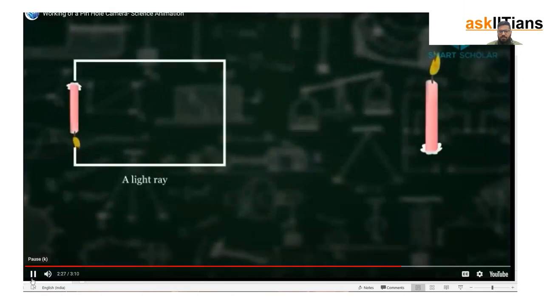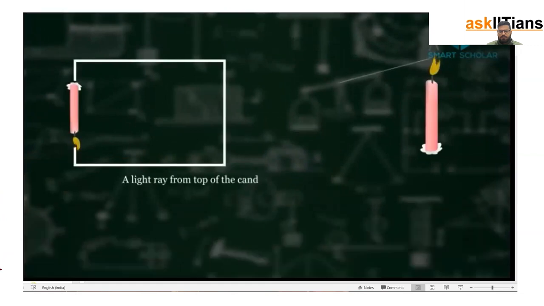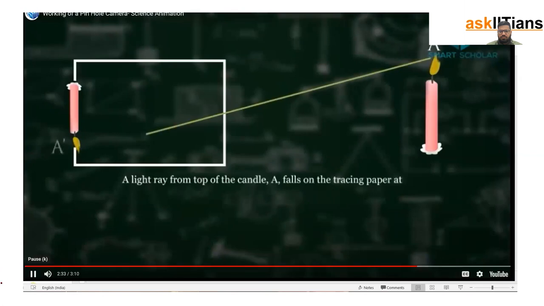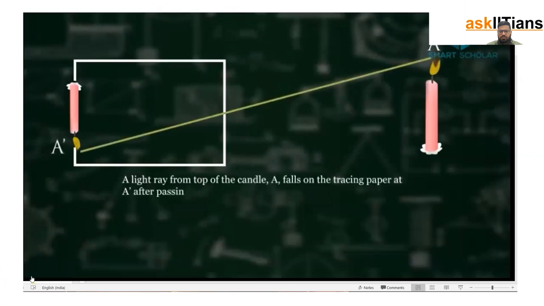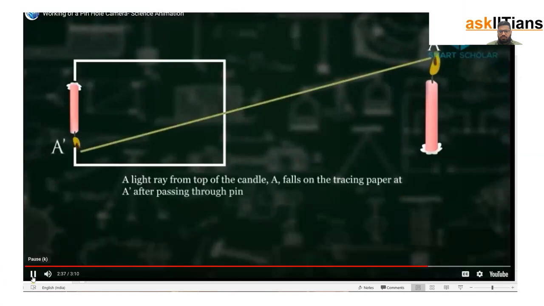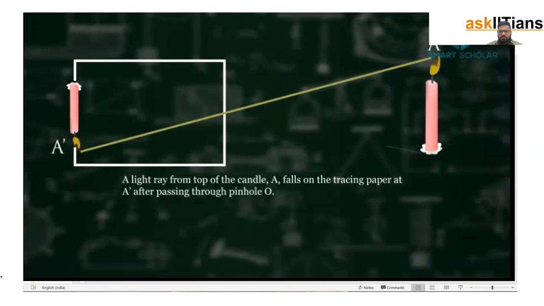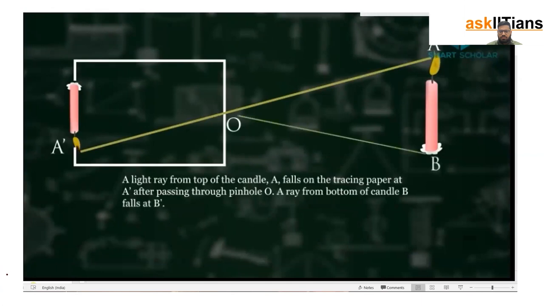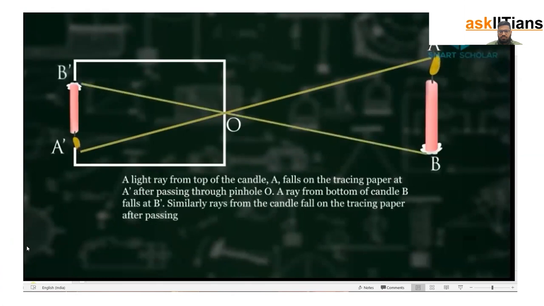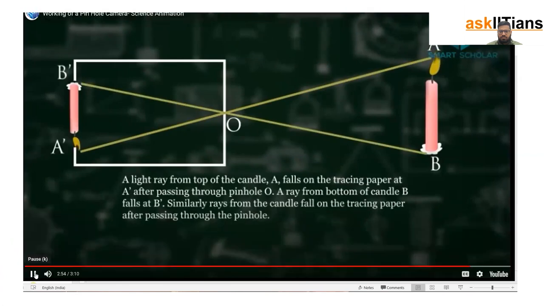A light ray from the top of the candle, A, falls on the tracing paper at A1 after passing through the pinhole O. A ray from the bottom of the candle, B, falls on B1. Similarly, rays from the candle fall on the tracing paper after passing through the pinhole.